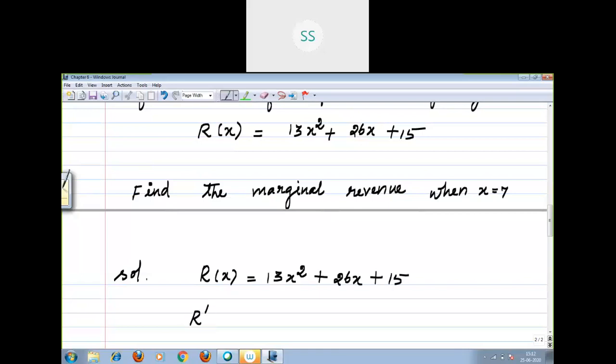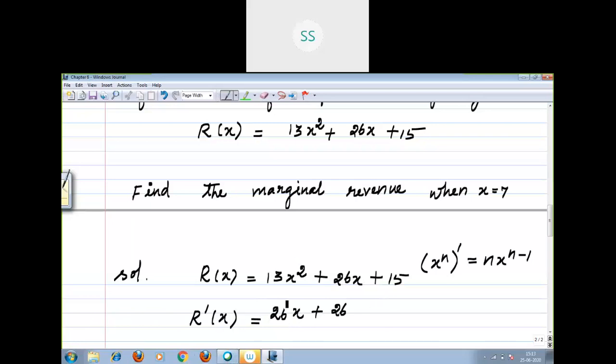Differentiate with respect to x on both the sides. R dash of x equals, here also you are going to use the same derivative formula for x power n. The derivative of x power n is nothing but n into x power n minus 1. Then 13x square will become 26x. 13 twos are 26, into x, plus, when you differentiate 26x, you will get 26. The constant, which comes along with the multiplication, will act as 0.